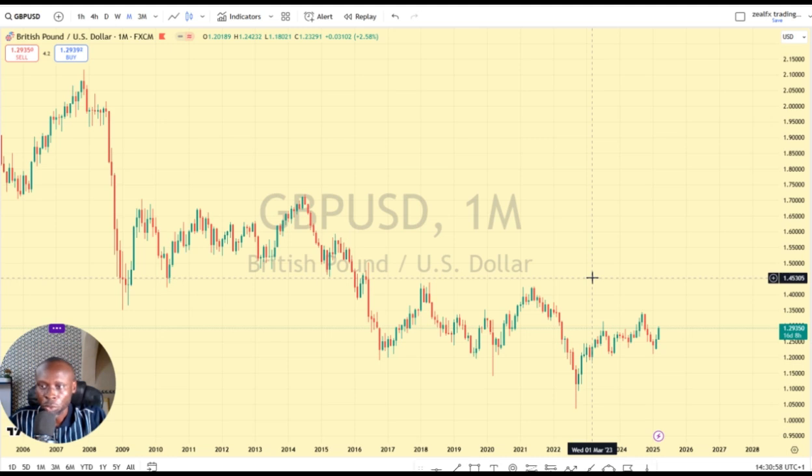In this weekly analysis, we'll be looking at the dollar index, British pounds USD, Euro USD, Australia USD, USDJPY, and gold. We'll start the analysis with British pounds USD.